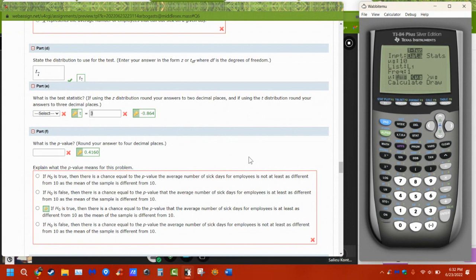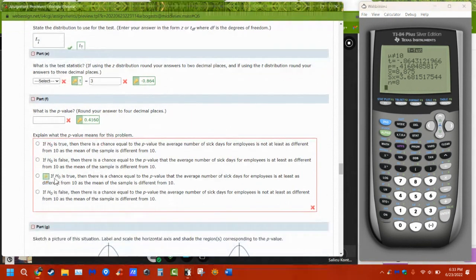So once that's blinking, make sure, oops, I hit zero. Hit the wrong button. Hit enter. I hit zero for some bizarre reason. And now calculate, and it will do all the math for you. It finds the mean. It finds the standard deviation, which we don't need. They don't ask for it. It gives us our test statistic. It gives us our p-value.